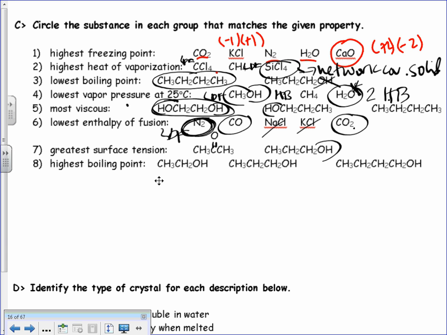Aldehydes are on the end. So this is a ketone. This is propanone. Anyway, hydrogen bonding, not hydrogen bonding. What is this one undergoing?